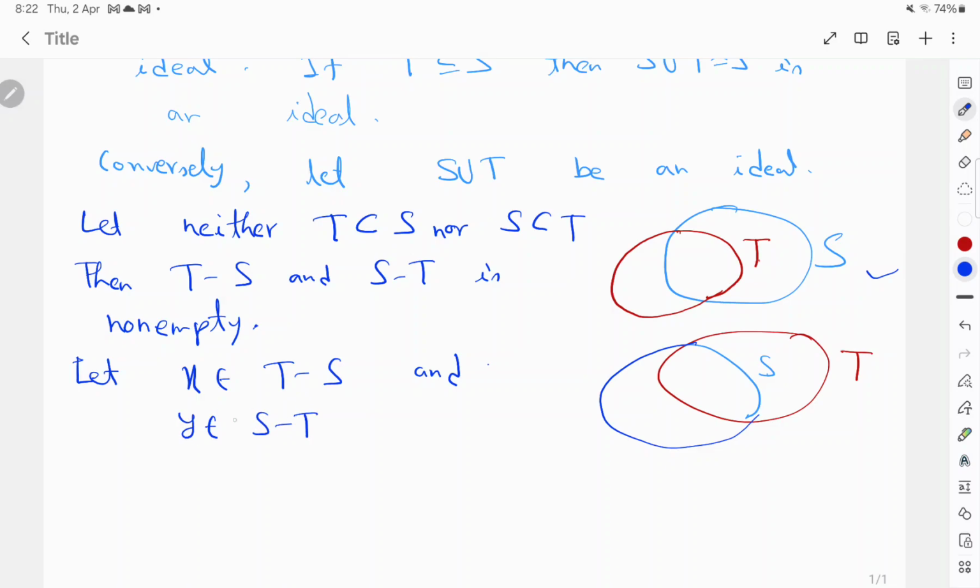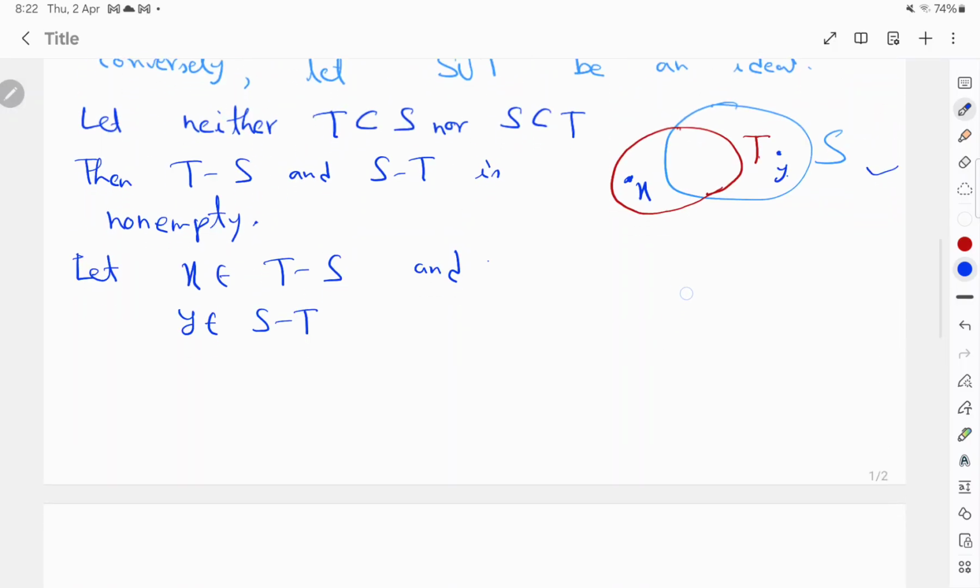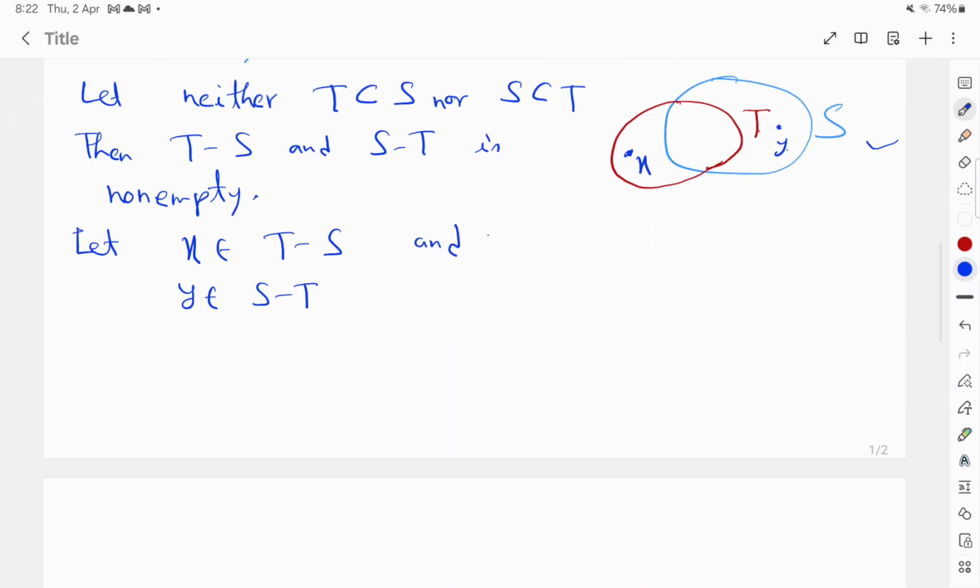Like T minus S will be like that. So suppose this is your X, I am erasing this picture, and Y is like this. If X belongs to T minus S, what does it imply? This implies X belongs to T and X does not belong to S, right?